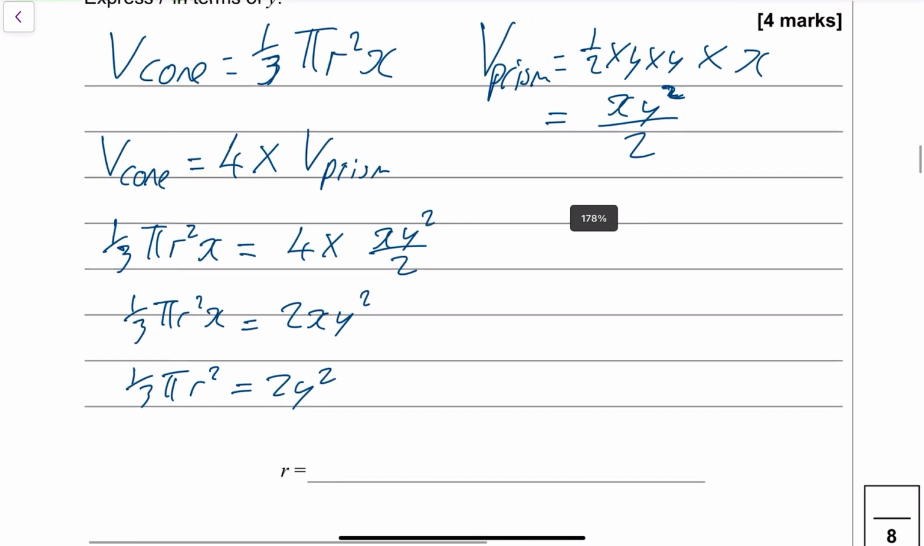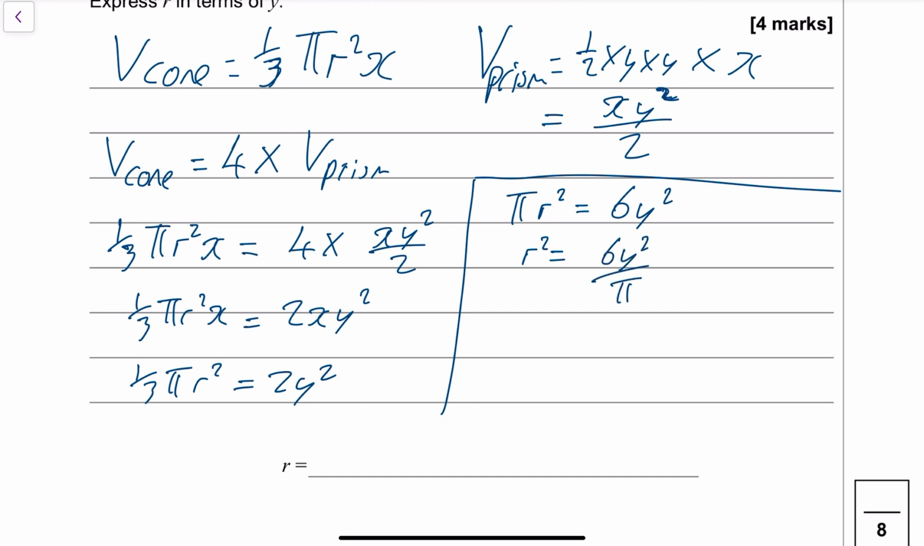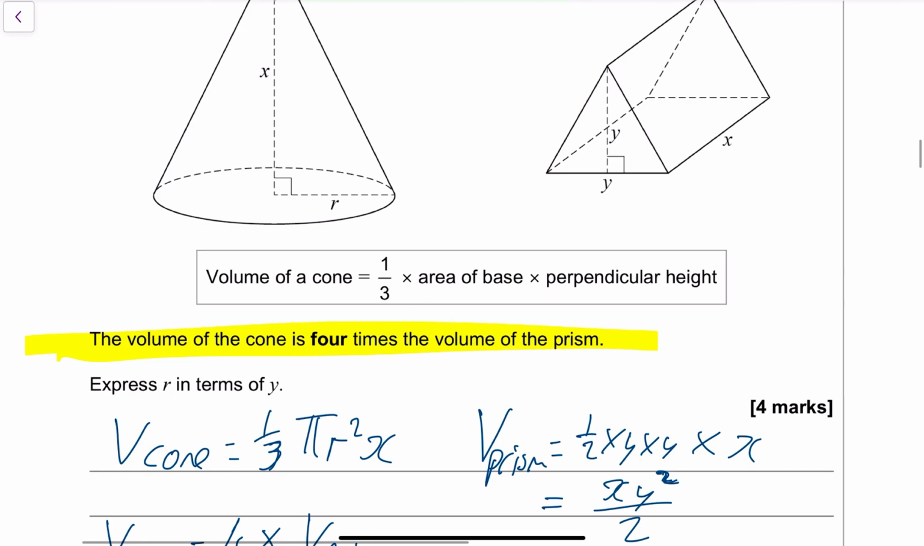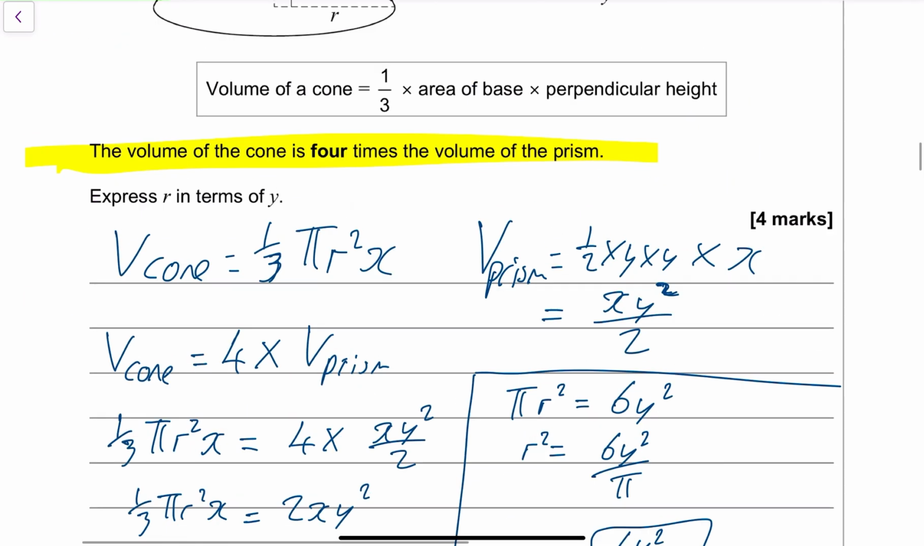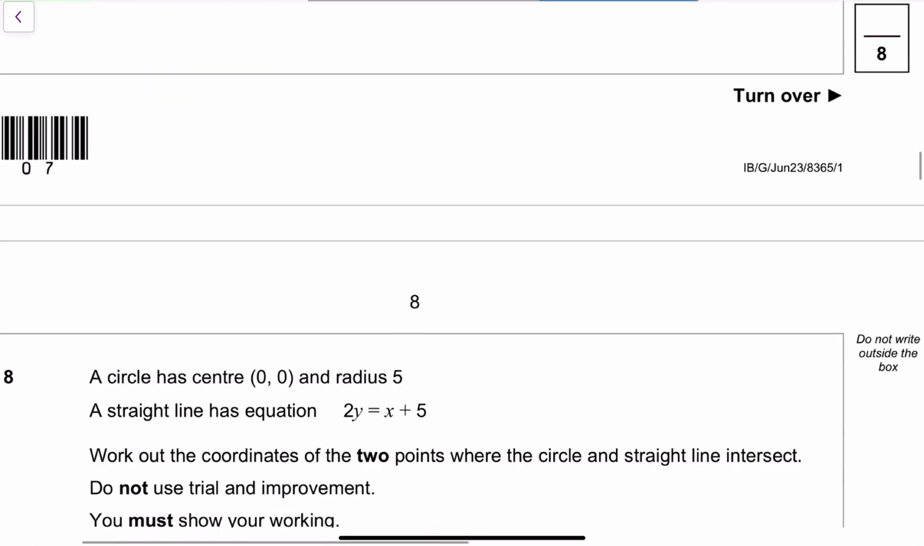What are we to do in this question? Express r in terms of y. So we've got to find what my r is. Let's finish this off over here. Going to multiply across by the 3. So I'll have pi r squared is equal to 6y squared. Then r squared is equal to 6y squared over pi. And then my r is equal to the square root of 6y squared over pi. Notice I haven't bothered with a negative square root because it's a dimension. For my r, it's going to be a positive value.